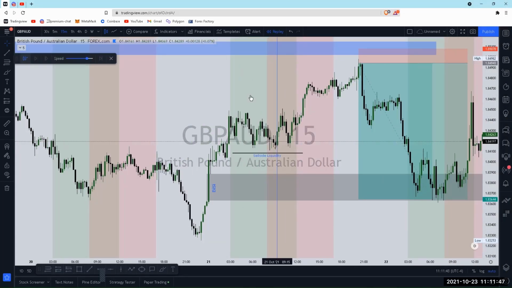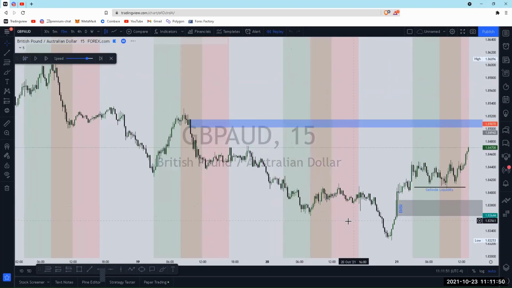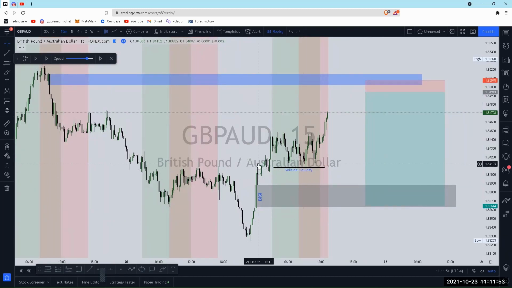All right, let me hit the replay button. So price was around this area right here, and sell side liquidity. This is, once again, this is money. Sell side liquidity. Liquidity is money.